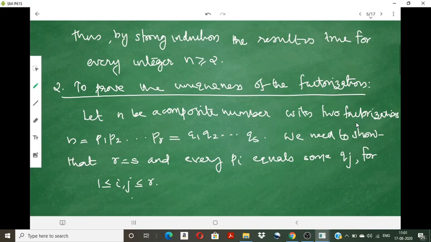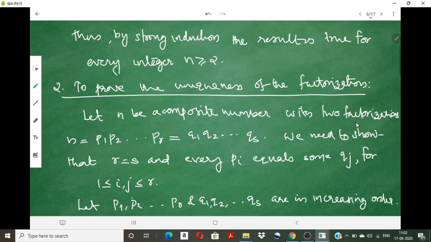Okay. So before moving to the proof, first we assume that the primes p1, p2, etc. pr and the primes q1, q2, etc. qs are in ascending or increasing order. That is, p1 less than or equal to p2 less than or equal to p3 etc. less than or equal to pr, and q1 less than or equal to q2 less than or equal to etc. less than or equal to qs.